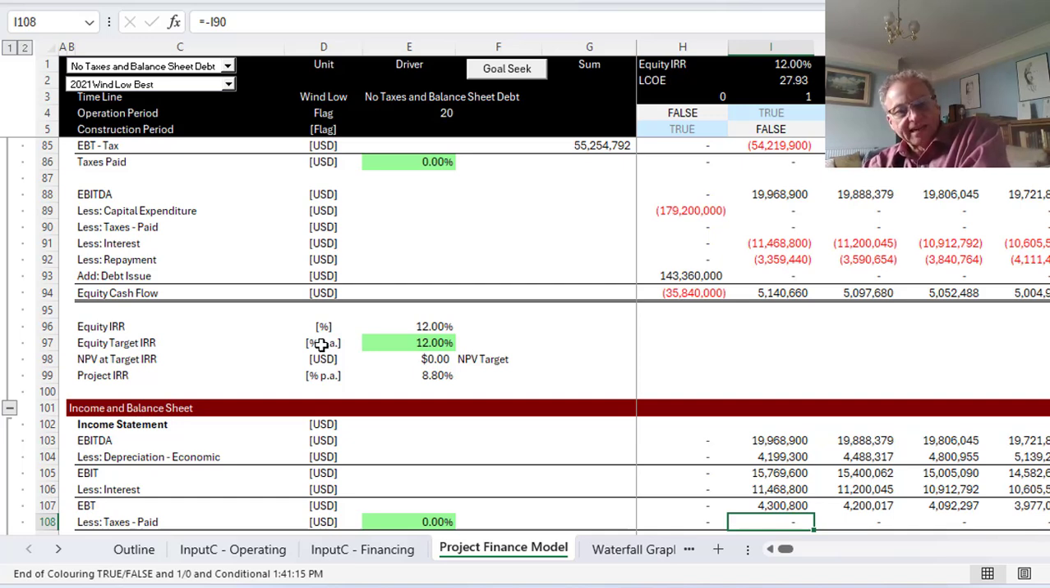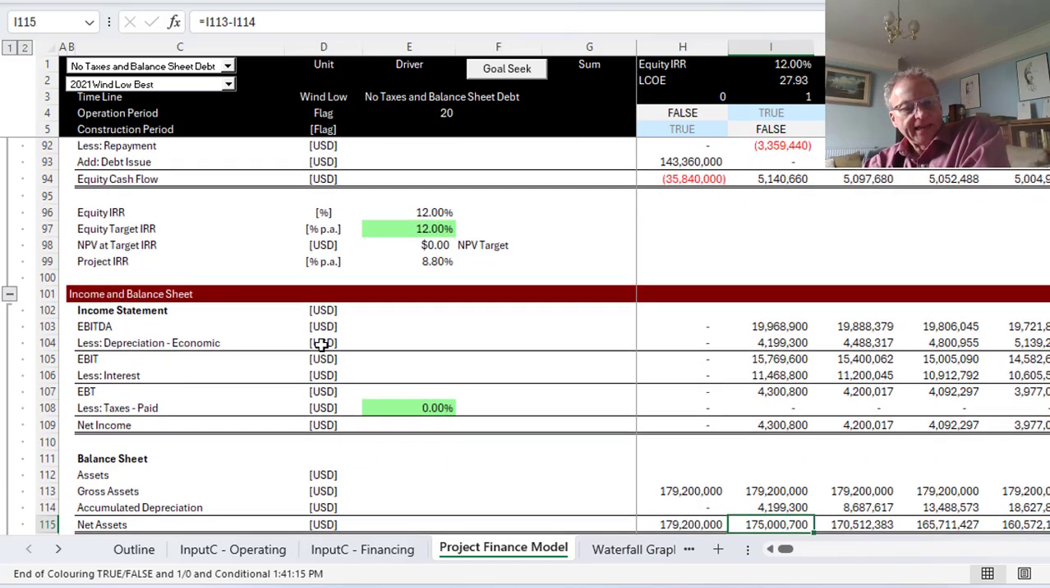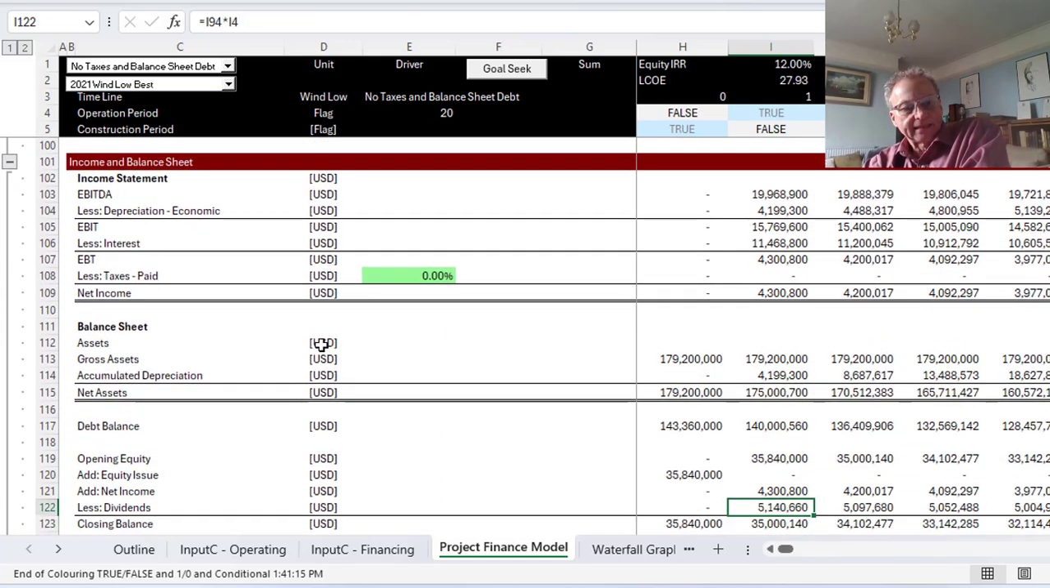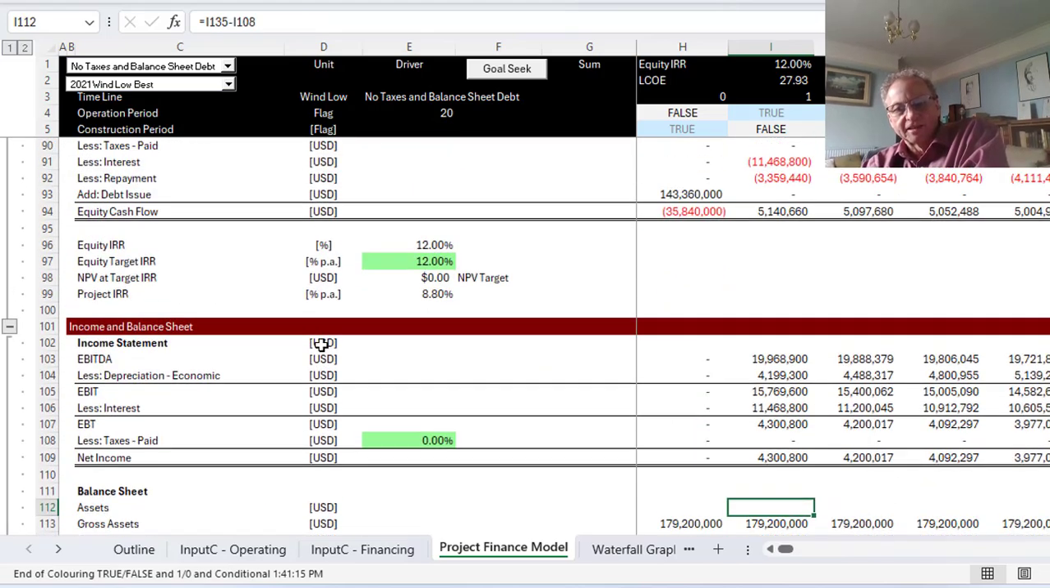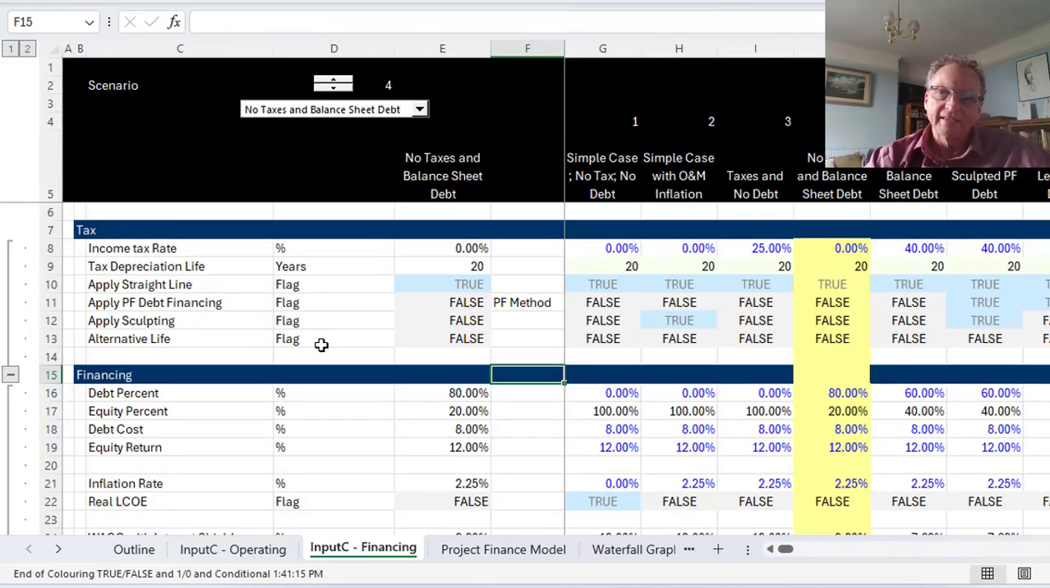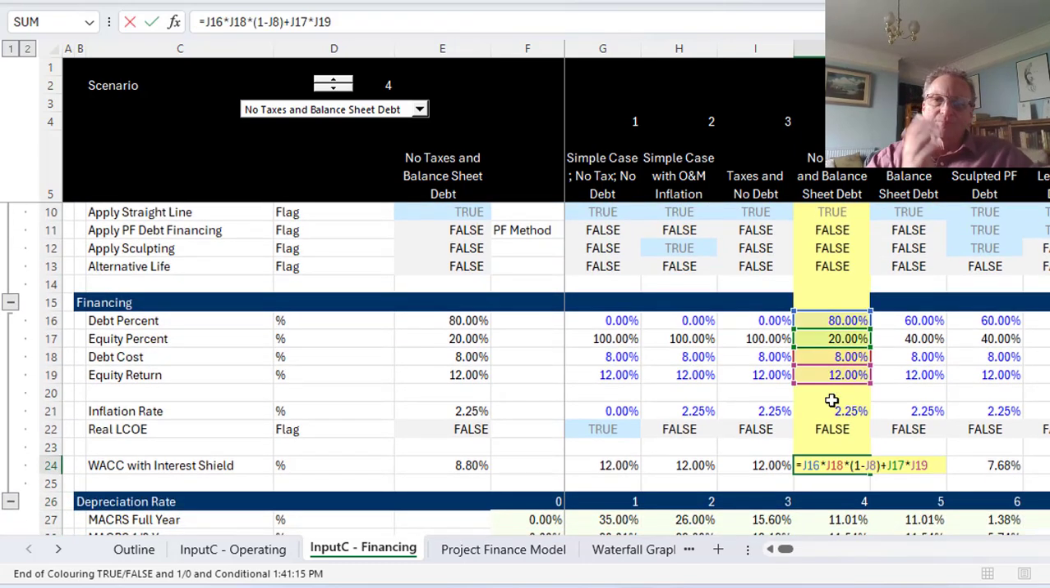Now we have a project IRR of 8%, and I think we work through the balance sheet and the income statement. Everything works, and down here, the only thing you need to do this time is compute the weighted average cost of capital. Ooh, that's a word I hate in project finance. I rail about this because the risk of a project changes over time so dramatically.